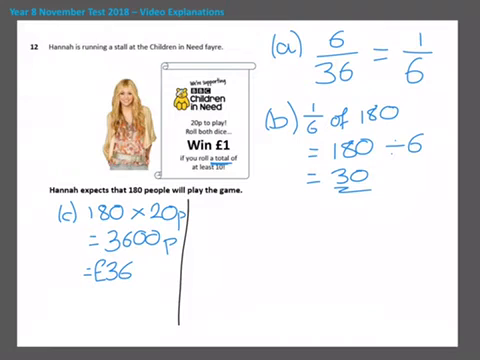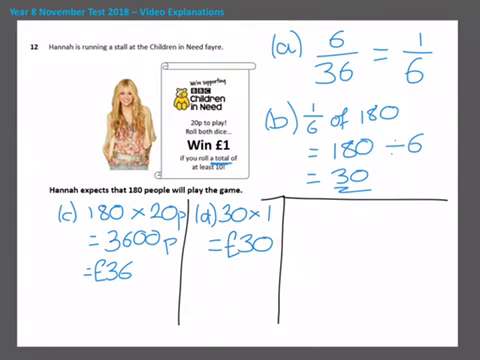Right, now we're on to part D, which says how much money would Hannah expect to give the winners in total. Now, we're expecting there to be 30 winners, and we're going to give them £1 each if they win. So if we do 30 times 1, that's going to give us £30. So she's going to expect to give £30 away to the winners.